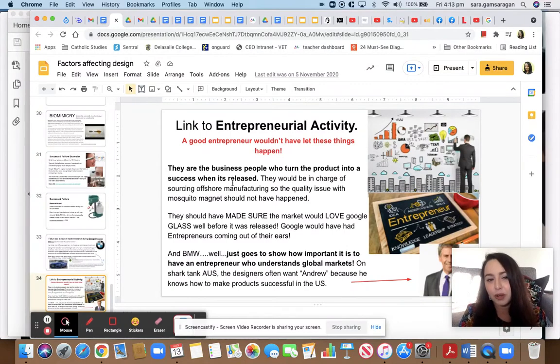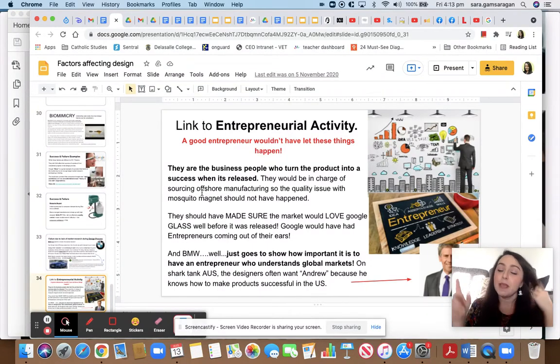That's where you need the entrepreneur, because the entrepreneurs are the business people who turn a product into a success when it's released. And they're the ones that know all the legal things and know how to do everything appropriately, so that they are ethical, so that they are following designers' responsibilities, so they are considering the impact on the environment and society.